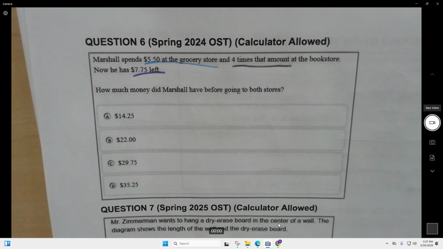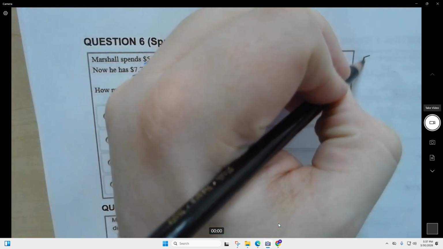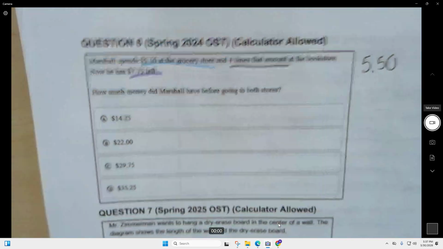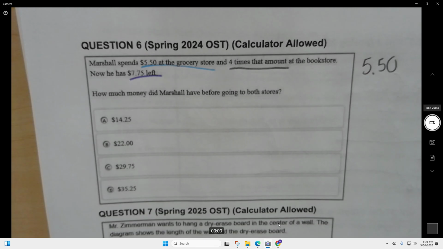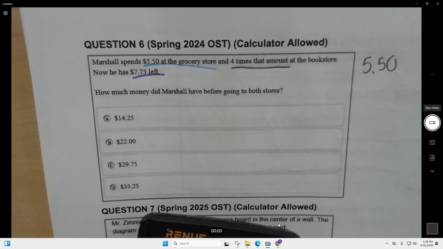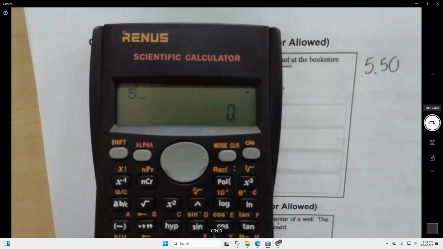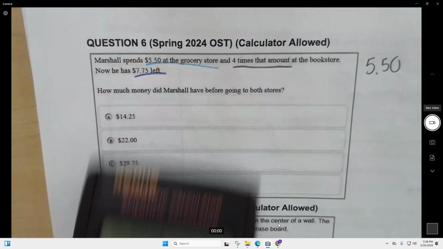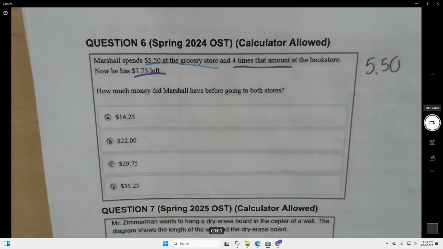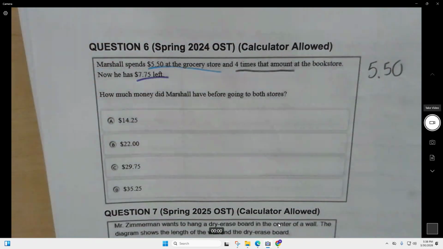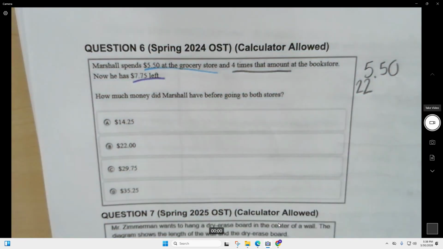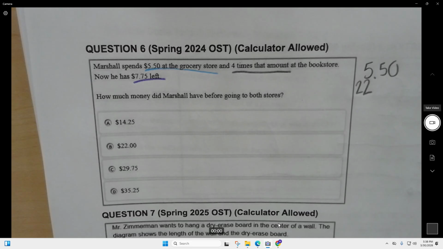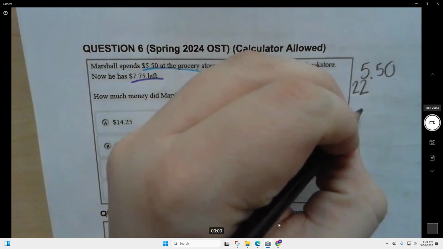So first thing I want you to do, $5.50. Take note. Then 4 times that amount. So find out what 4 times $5.50 is. 5.50 times 4 equals $22. So we now know that he spent $22 at the bookstore. He has $7.75 left.